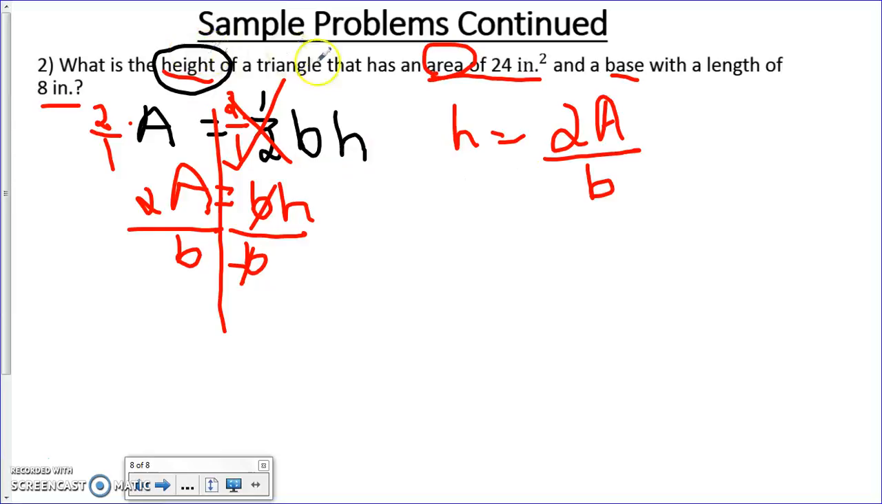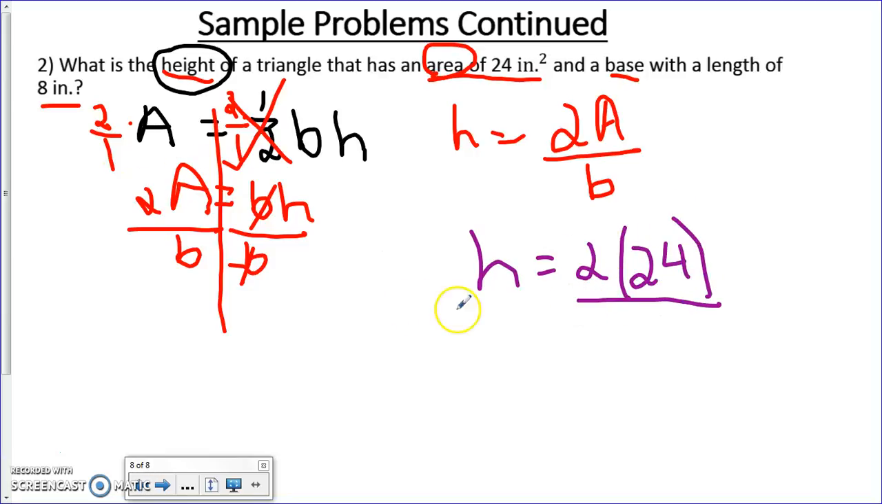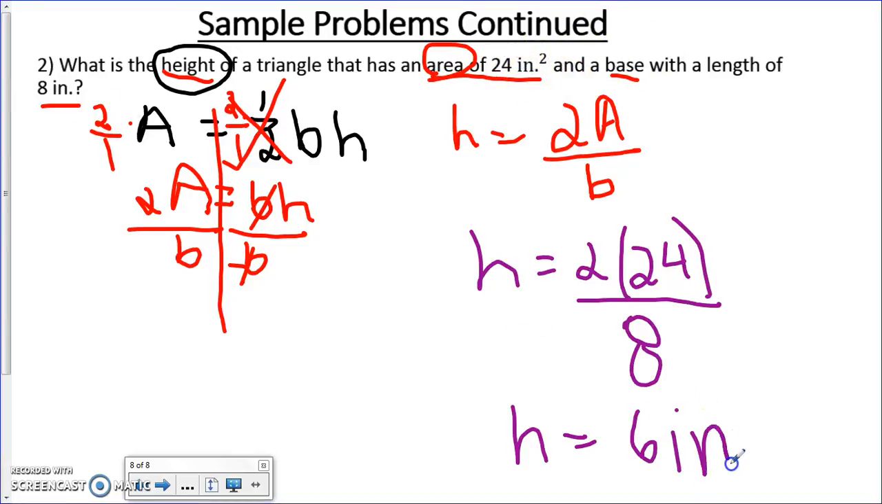They want to know what is the height when the area is 24 and the base is 8 inches. So now we can substitute those values into this equation. So h equals 2 times the area, which is 24, divided by the base, which is 8. So h is going to equal 2 times 24 is 48, divided by 8 is 6. Now, one last thing, it's not just 6. What is the units? Inches, so 6 inches.